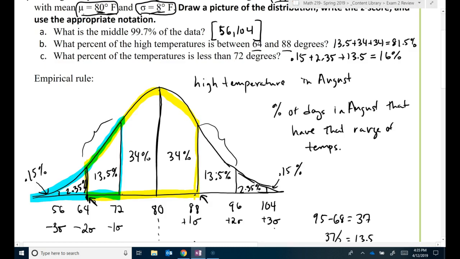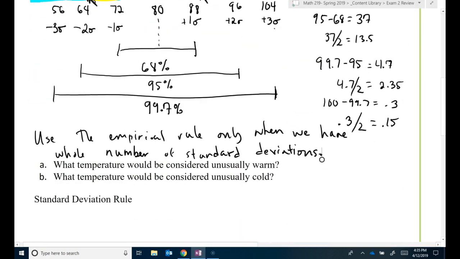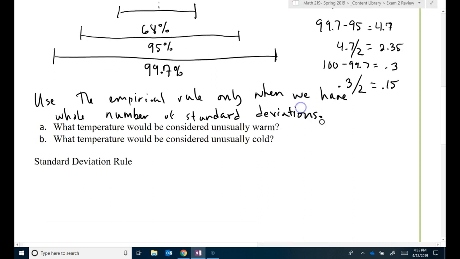I should let you know again that if it says use the empirical rule to find the 99.7% of the data, the middle 99.7, you need to use the empirical rule. Okay? All right.